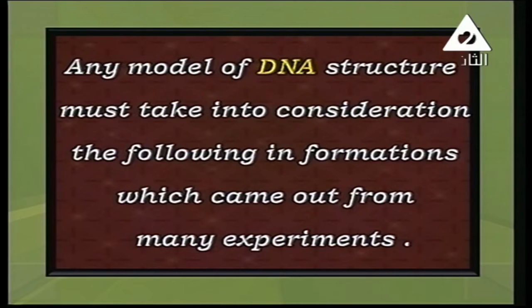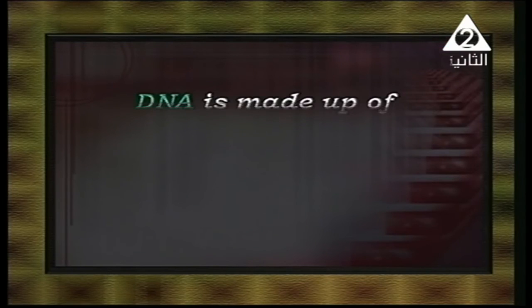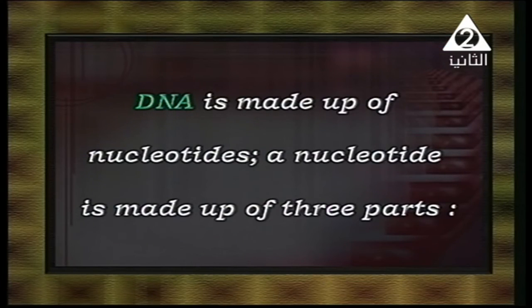Any model of DNA structure must take into consideration the following information, which came out from many experiments. After hundreds of experiments, the scientists put a list of criteria that the model of DNA must meet. DNA is made up of nucleotides, and each nucleotide is made up of 3 parts. Again, DNA consists of structural units called nucleotides. And the nucleotide itself is made up of 3 parts, which are what?